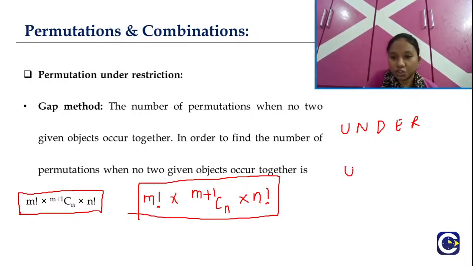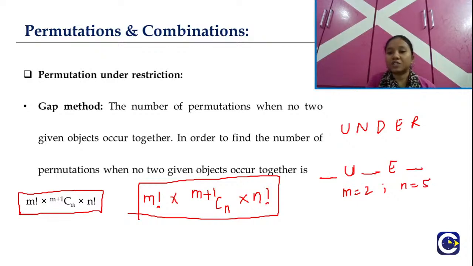That means U and E cannot be together. In the remaining places, we can arrange the remaining things. So how many places do we have? Our m value here is 2 and n value is 5. How many places do we have? 3 places. In these 3 places, what can we do? We can arrange the remaining, which will be 3, into n factorial. In this 3 here, it will be n minus m in the formula.